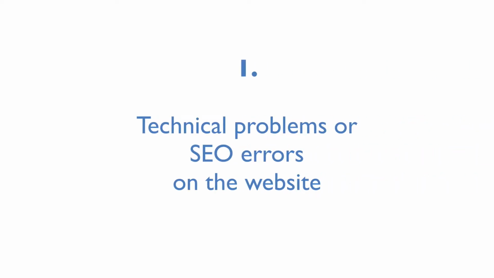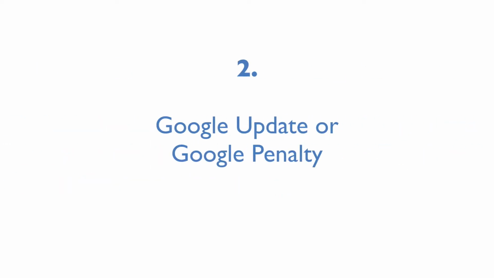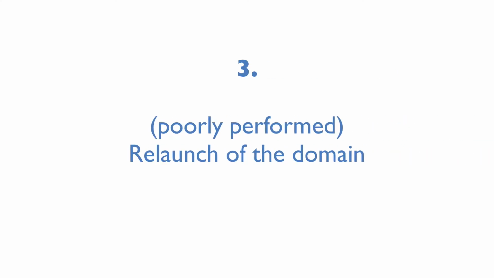If you notice this kind of chart pattern, then you should particularly look at three possible events which might be the cause. First, the domain might have a technical problem, or there might be errors on the website itself, where content might have been deleted or kept from being indexed, for example. Second, the domain might have been on the wrong end of a Google update or manual action. And a third possibility is that of a domain relaunch or redesign gone bad.